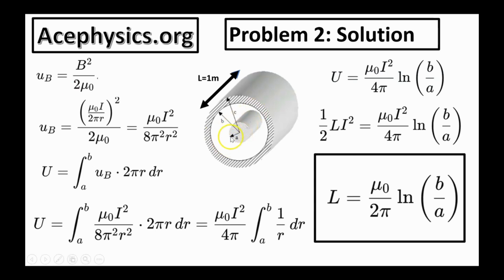Inside the coaxial cable, between inner radius A and outer radius B, the magnetic field is given by the magnetic field of a long straight current carrying wire. This is mu naught I divided by 2 pi r. We all know this formula.